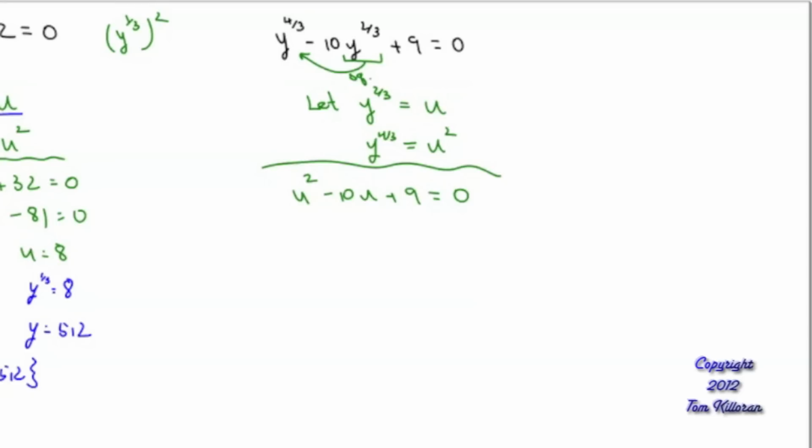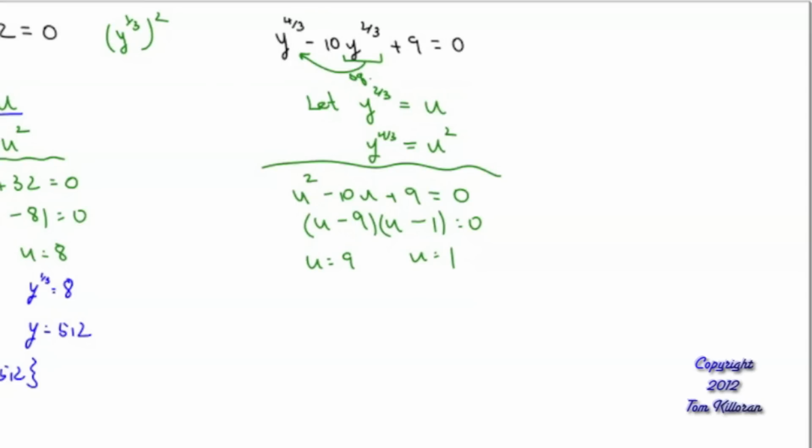Factors of 9 that add up to 10. Oh my god. 1 and 9. That was really hard. So we get u minus 9, u minus 1, both of them minus. Therefore, u is equal to 9 and u is equal to 1. Yay! But now I have to go back to the original equation. So instead of u, since I don't want to solve for u, I want to solve for y. Well, I made it y again. I should have made it z.